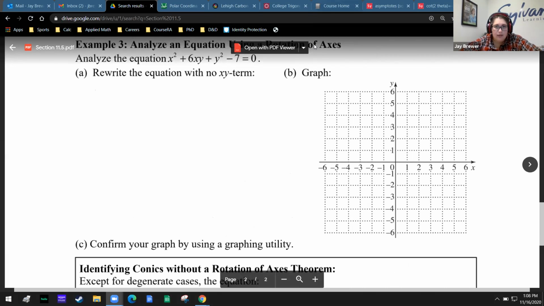I did not draw out the graph. I will show it to you, but I used the symbol lab. Okay, so here's your equation: x squared plus 6xy plus y squared minus 7 equals 0. We want to rewrite the equation with no xy term. So what do you guys think we need to do there?